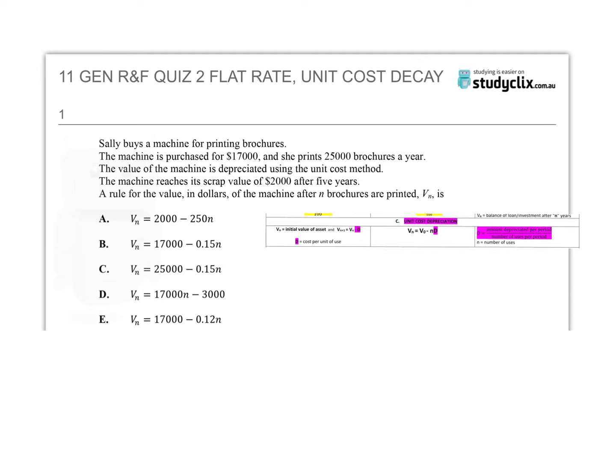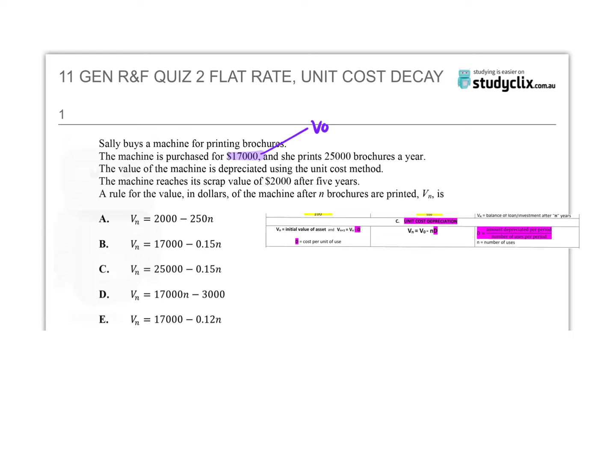So Sally buys a machine for printing brochures. The machine is purchased for $17,000. So when they say a purchase price, that's always, when we talk about it, V0 or an original amount. And she prints 25,000 brochures a year.